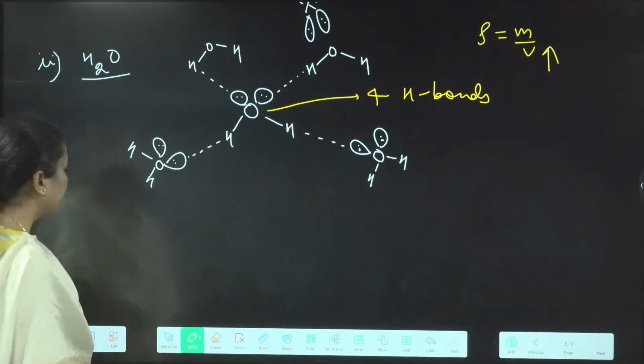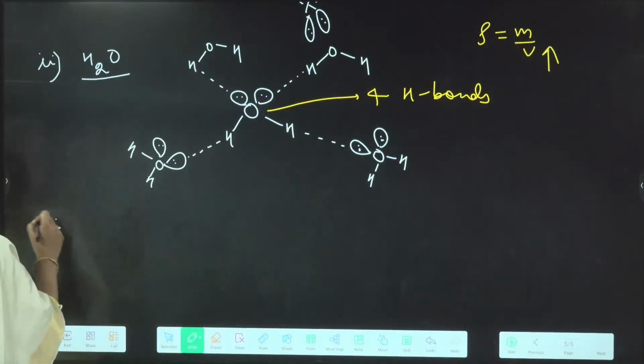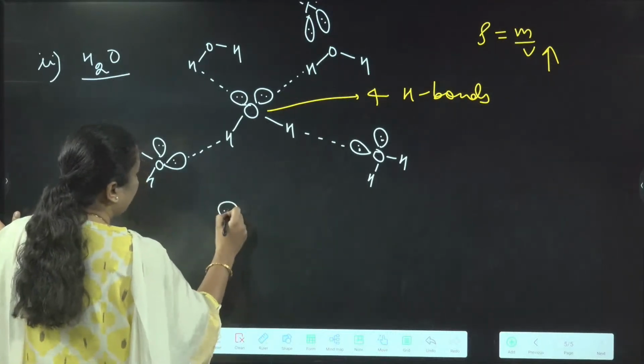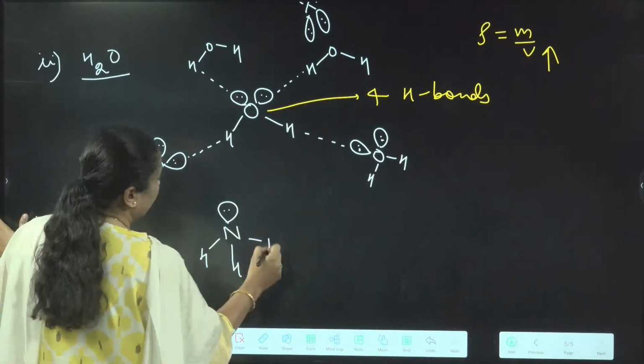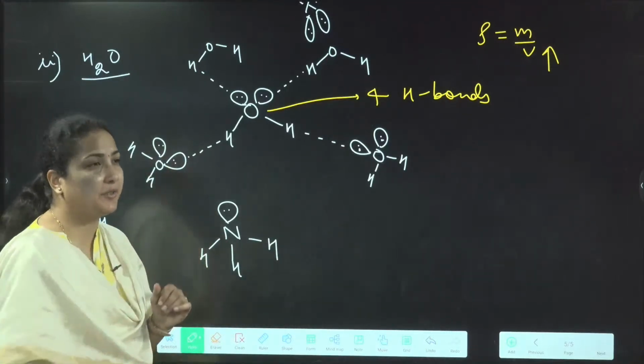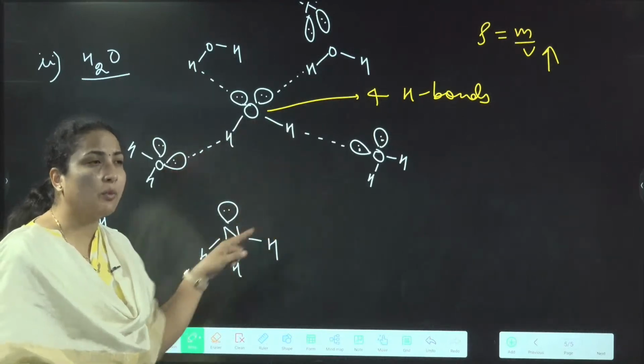So please write this. Then for ammonia, are you able to see this is the reverse scenario? You have three hydrogen atoms and one lone pair, just the reverse of what you had in HF. You had three lone pairs there and one hydrogen.